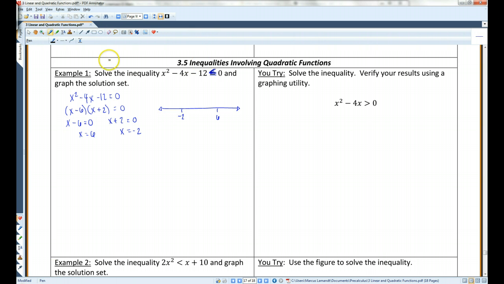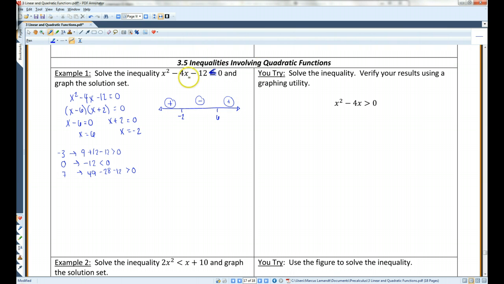First thing we're going to do, pick any number less than negative 2. We'll say negative 3. If I plug in negative 3, I'm going to get positive 9. Negative 3 times negative 4 is positive 12. Minus 12. This gives me a positive number. Now let's pick a number between negative 2 and 6. Let's try 0. If you plug in 0, you end up with negative 12, which is less than 0. And if we plug in, say, 7, we're going to get 49 minus 28 minus 12, which is positive.